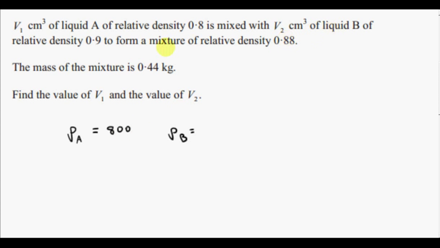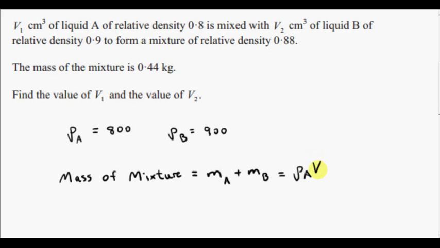The relative density of liquid B is 0.9, so we multiply that by 1,000 to get 900 kilograms per cubic meter. So the relative density of a substance is the density relative to water. So liquid A has a relative density of 0.8, means that its density is 0.8 the density of water, 0.8 of 1,000, which is 800. Now we want the mass of the mixture, so we want the mass of A added onto the mass of B. So how do we get the mass of A? Well, the mass of A is the density of A times the volume of A. Density times volume is mass, and the mass of B is the density of B times the volume of B.